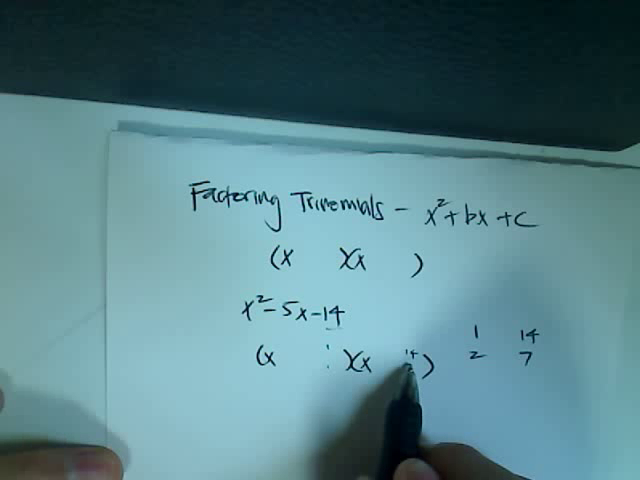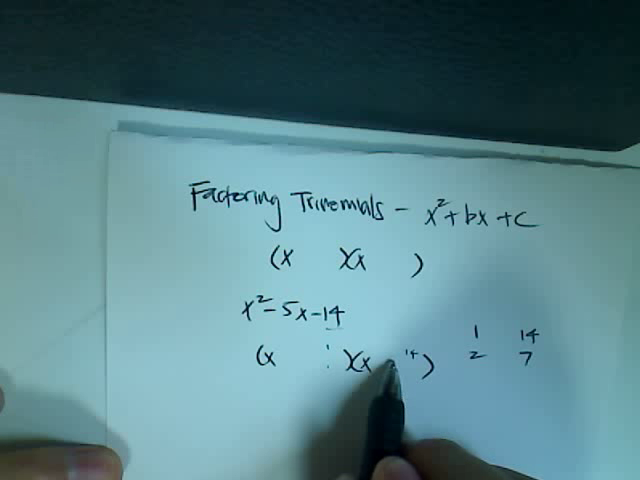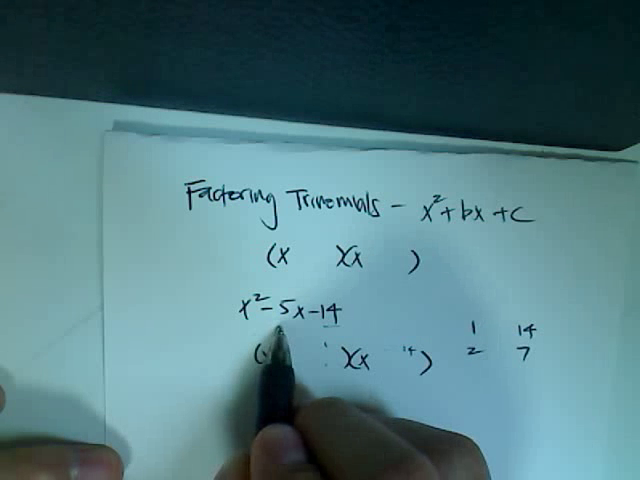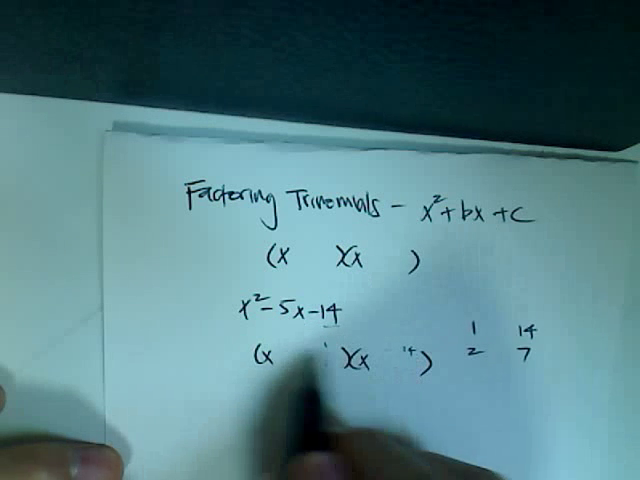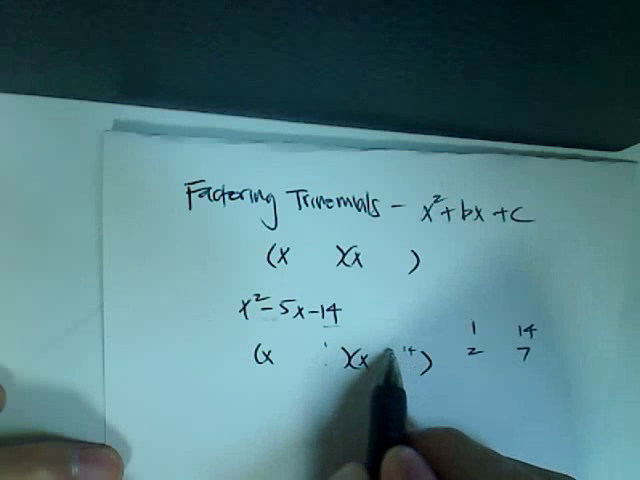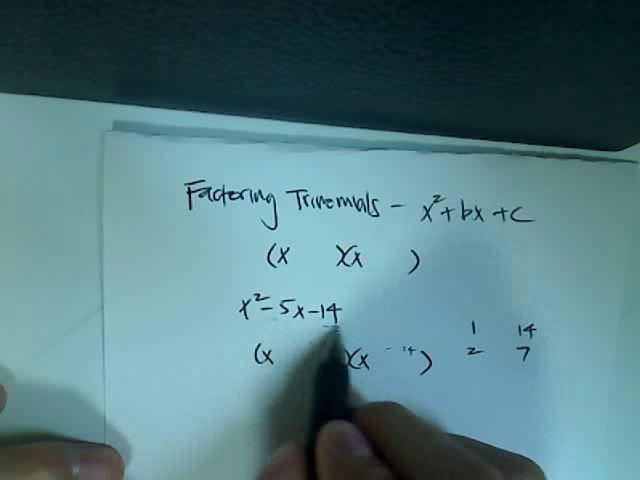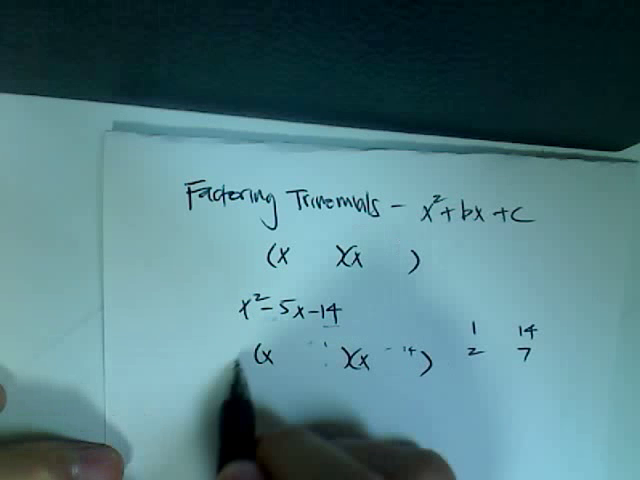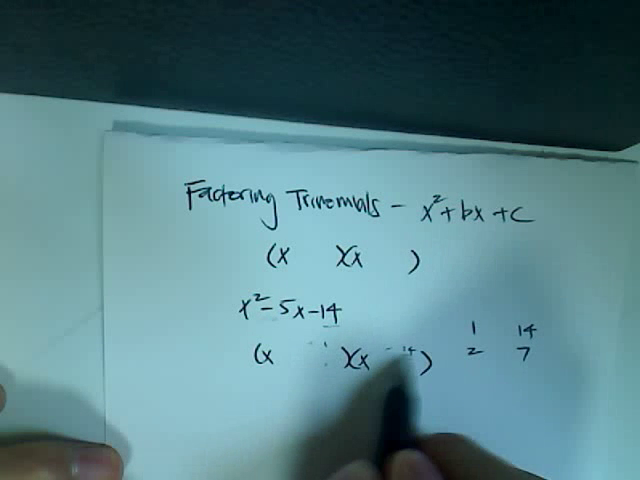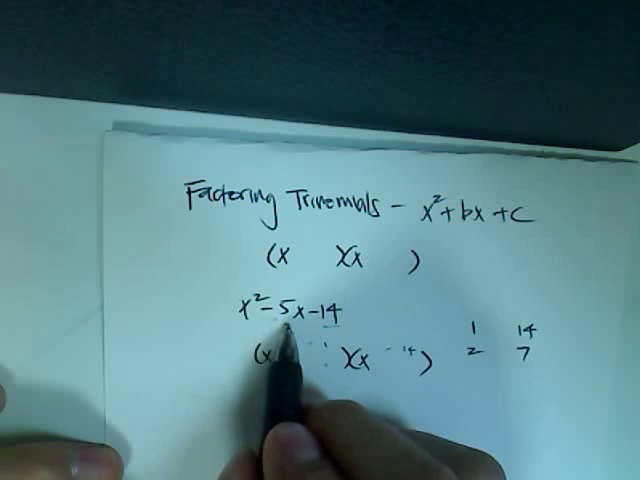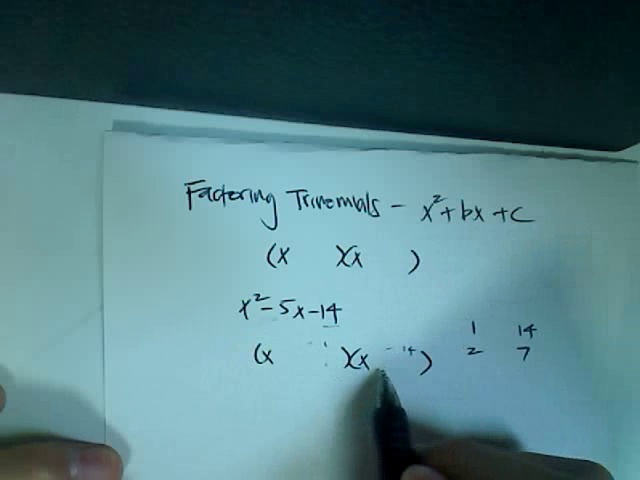If you did the rest of the FOIL problem, you'd have the 14 be negative because you need the overall addition to be negative. So it'd be negative 14 and plus 1, because this number has to be negative. So you'd have negative 14x plus 1x, which is negative 13x, and negative 13x is not equal to negative 5x. So that doesn't work.